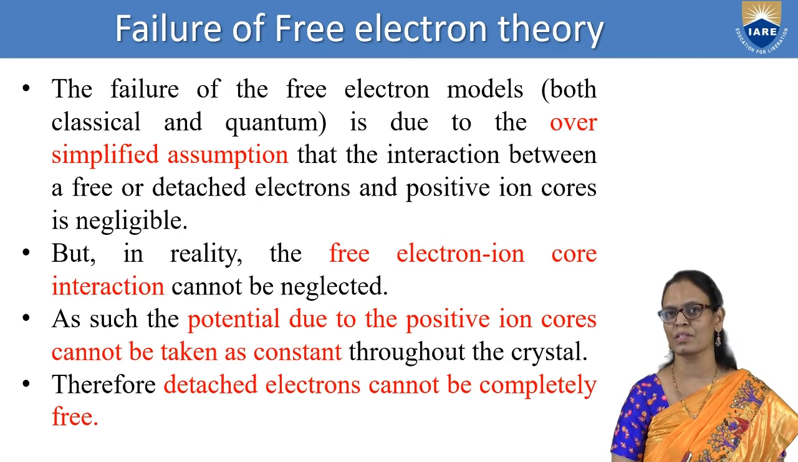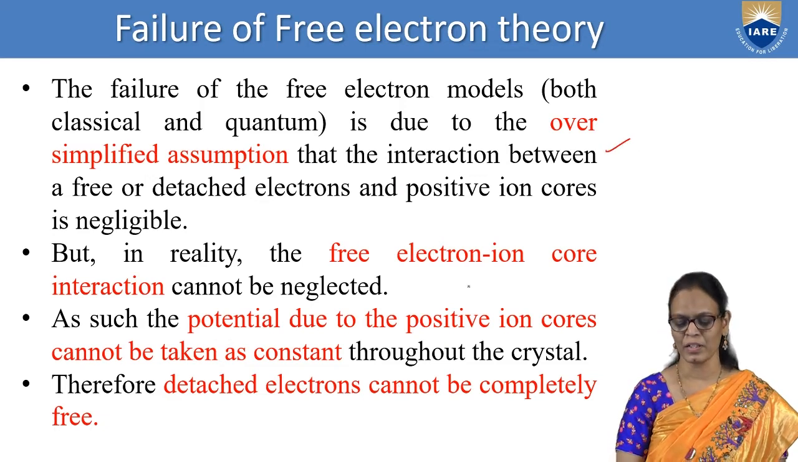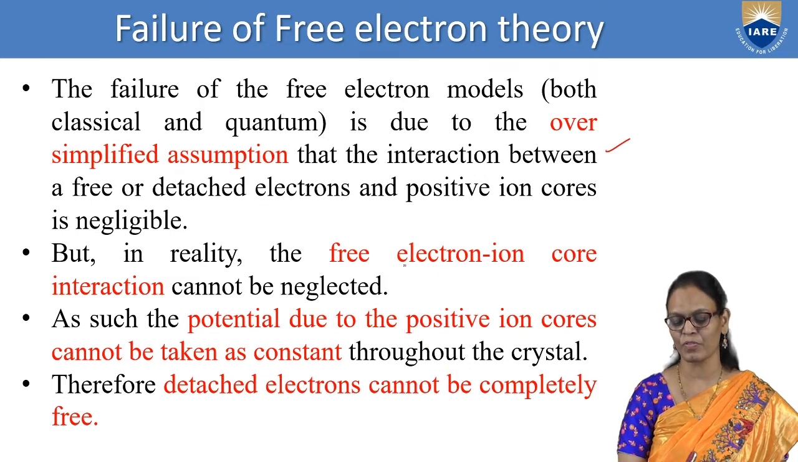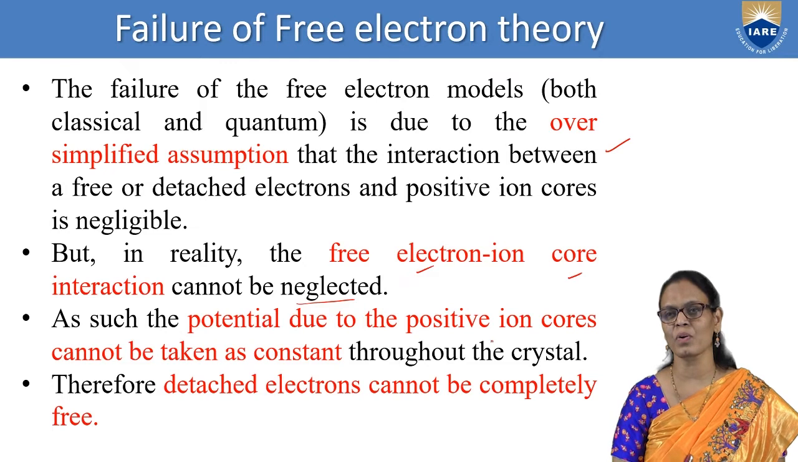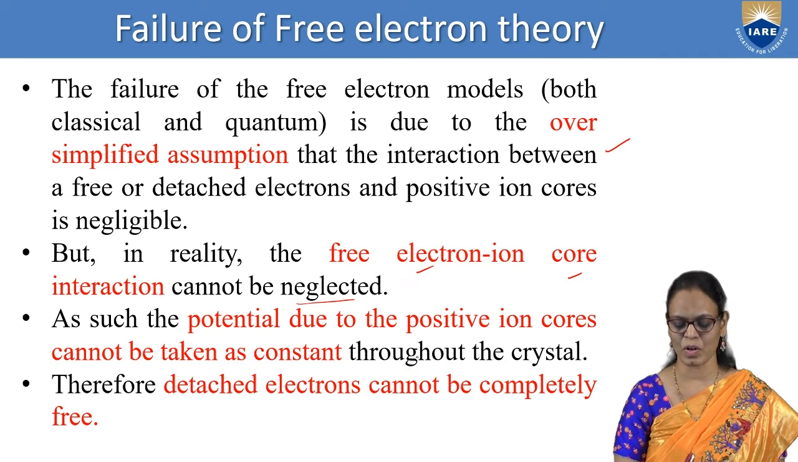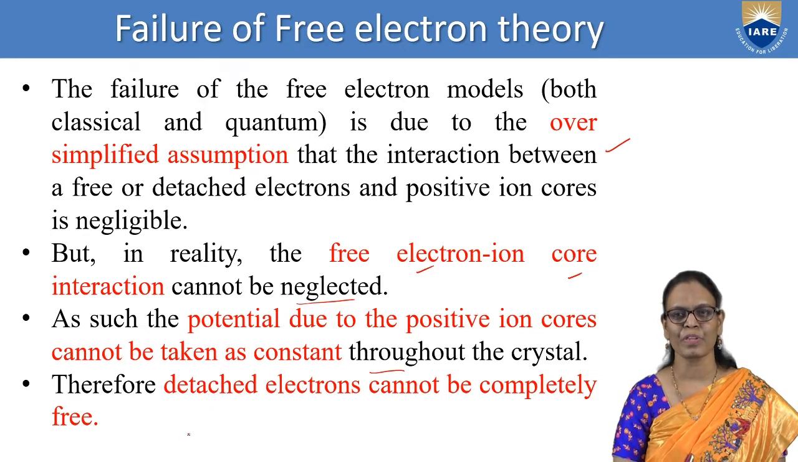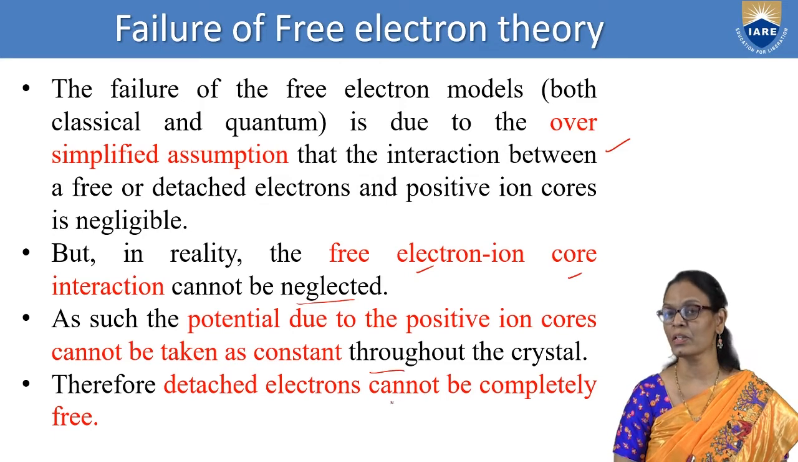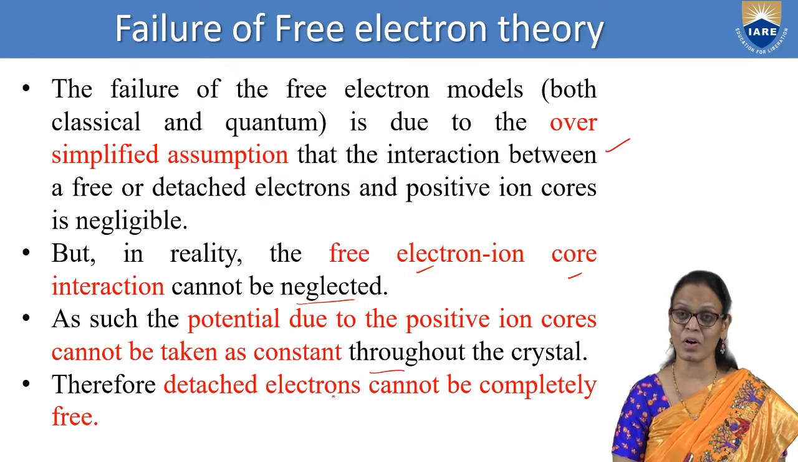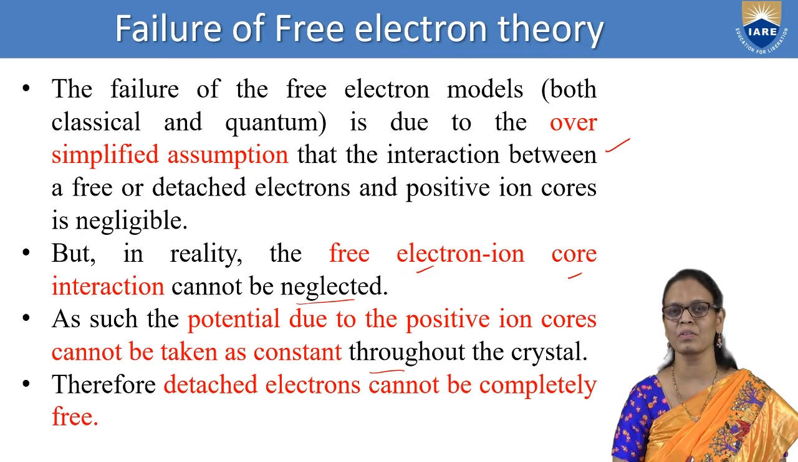These are the conclusions. Whatever oversimplified assumption they made was wrong, and the interactions between the free electron and the positive ion cores cannot be neglected. Earlier, the potential due to the positive ion cores was taken to be uniform because they said the ions are fixed, they do not move. So therefore, there is constant potential in which the electrons are moving. That is also constant. So therefore, the detached electrons cannot be completely free. Why can they not be completely free? We are talking about the interaction between the electrons which are detached and the positive ion cores.